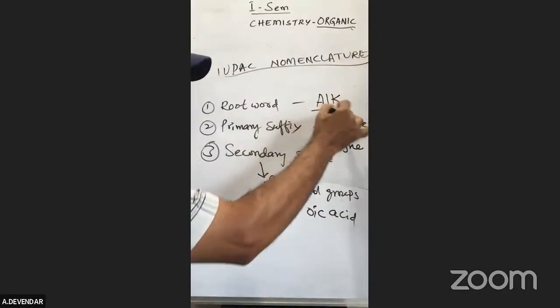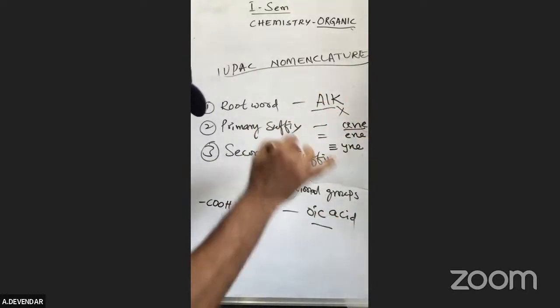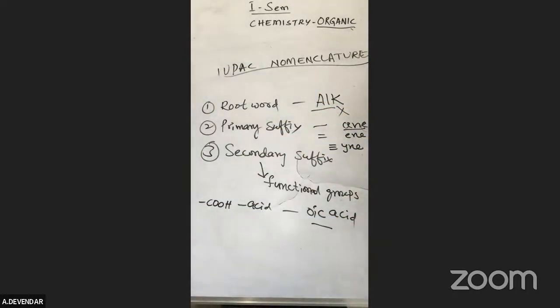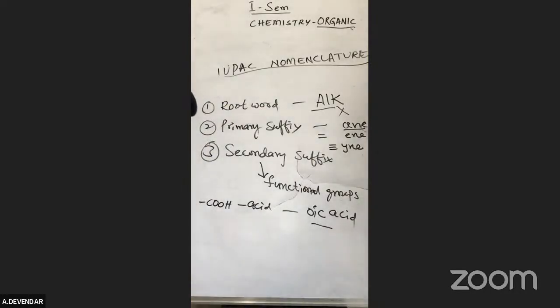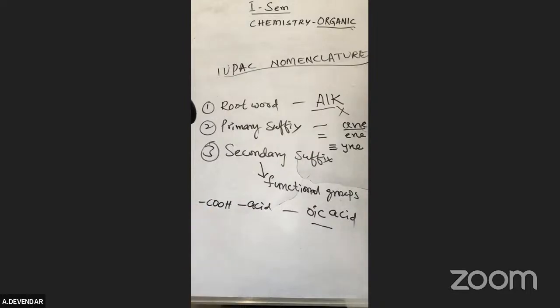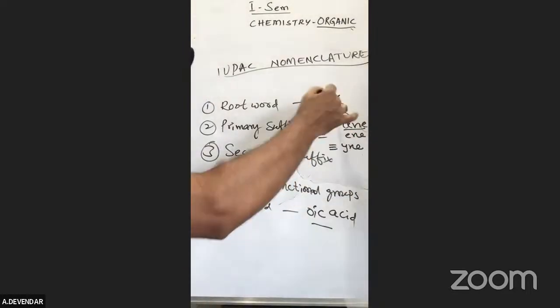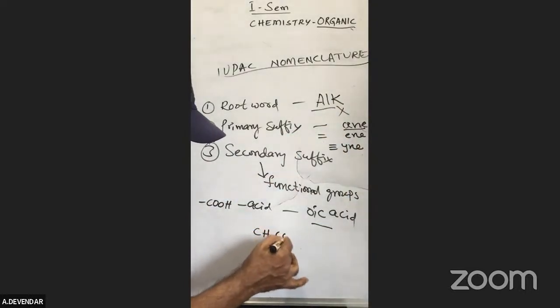So alk, ane, oic acid. Just remove the E: alkanoic acid. See the organic compound you are named as. Root word is alk; you don't know how many carbon atoms. It is saturated, ane. Remove the E. The functional group is acid, so you can put oic acid. Alkanoic acid. So just I have taken.